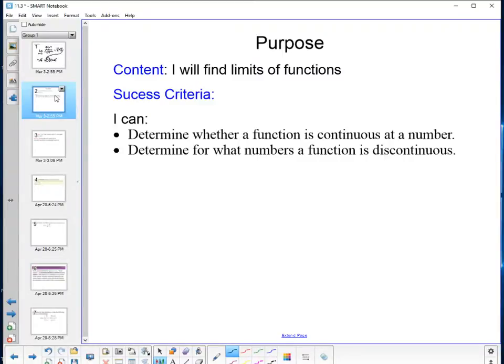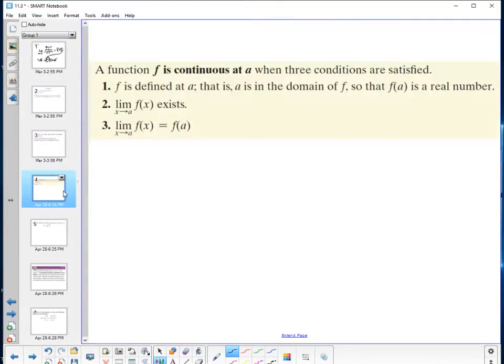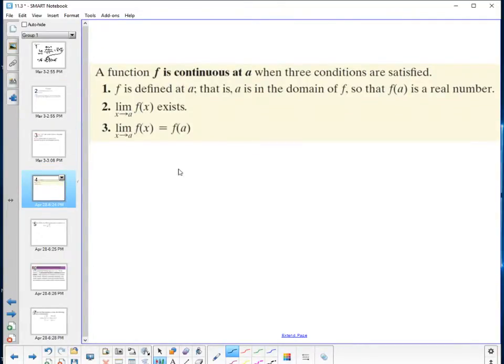So again, for the recording, we're still looking at functions. We're looking at whether a function is continuous at a specific number, or determining what number a function is discontinuous at. So there's three things on here. A has to be in the domain. Okay, there's one of your conditions. That means that it actually has to be part of your function.